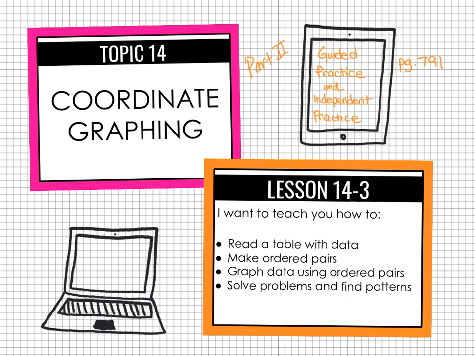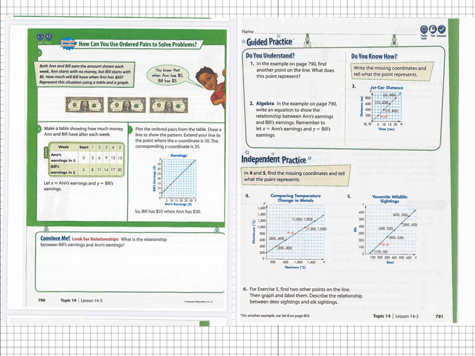Moving on. Okay, let's do some math. Welcome back to class. Here we are. We are back with Bill and Ann a little bit longer. And let's review quickly that we know that Bill has $5 more every time, it seems, than Ann.